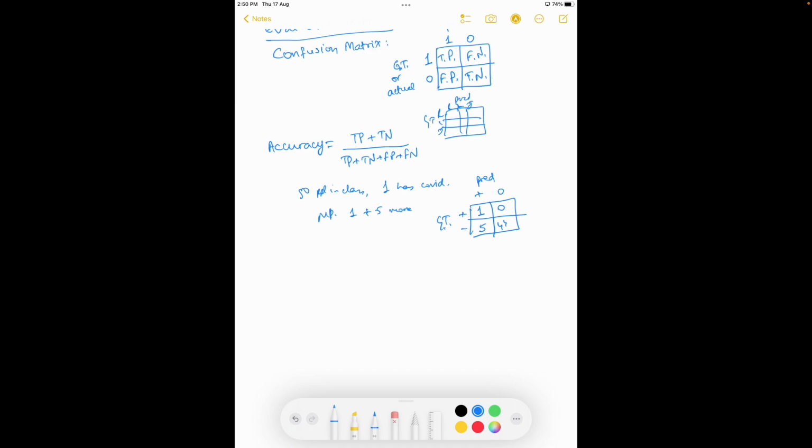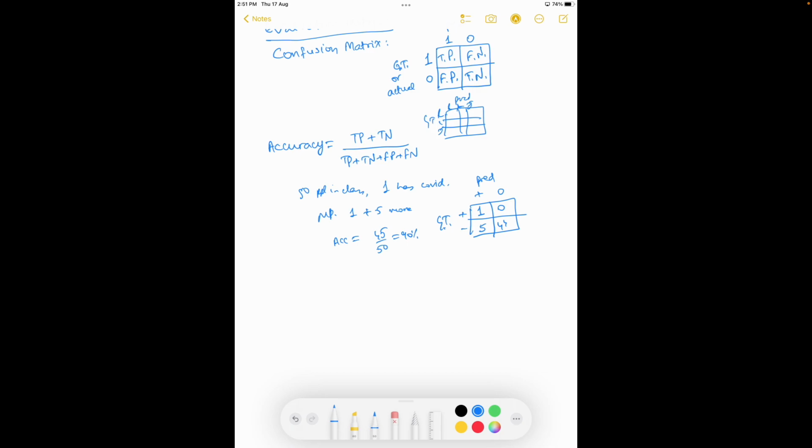Right. So what is the accuracy of the machine? What is the accuracy? 90%. Okay, so it's how much? 45 upon 50. 90%, right?